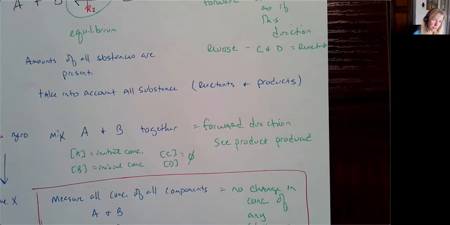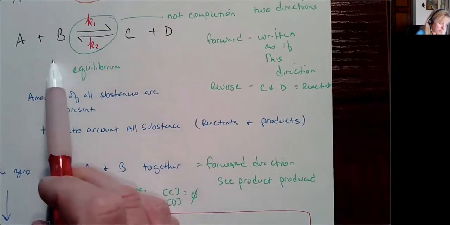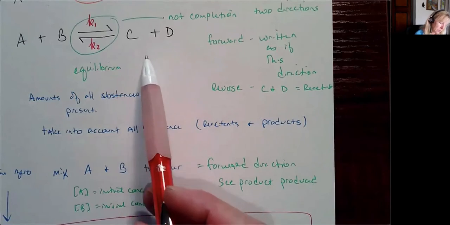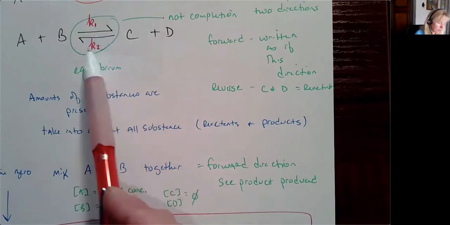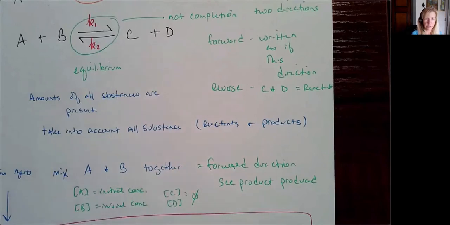It's the point where you've mixed your reactants together, they have produced product, and then at some point the rate forward equals the rate in reverse, and then you don't see a change anymore in the concentration of any of the substances in your reaction. Now you're at dynamic equilibrium, and that reaction will just sit there.